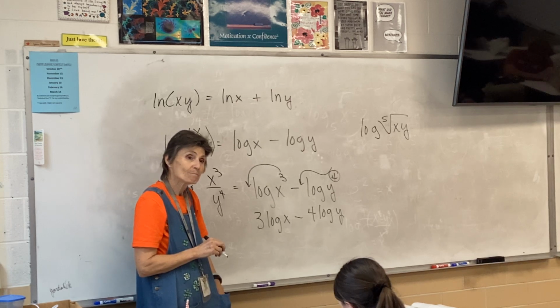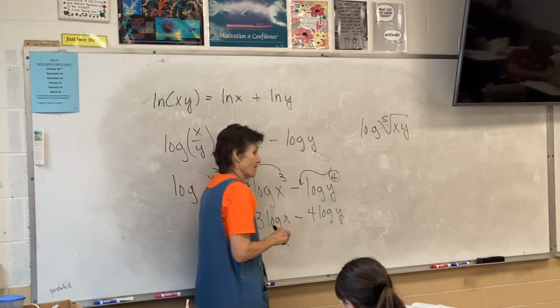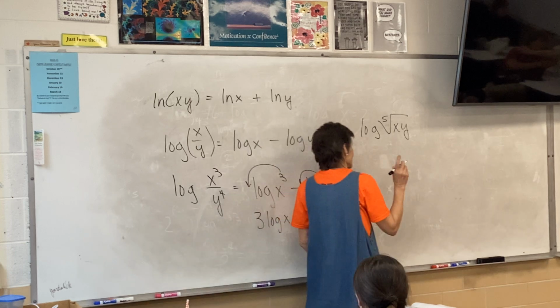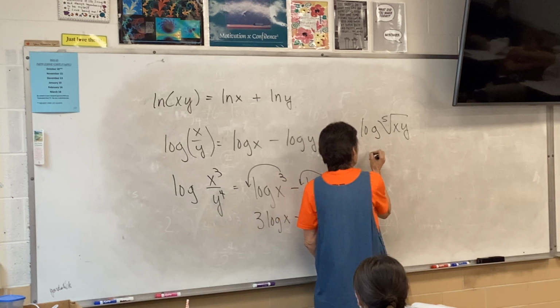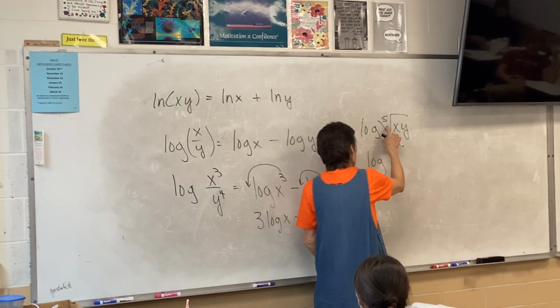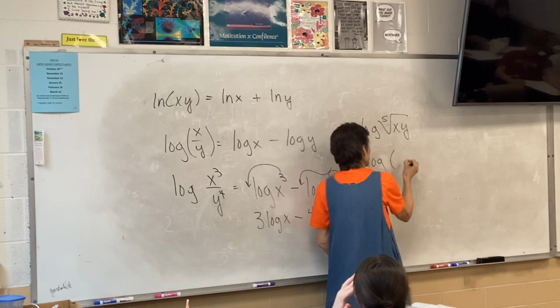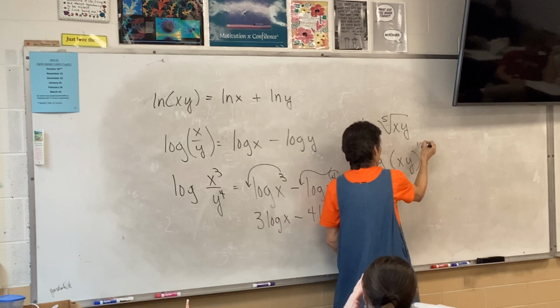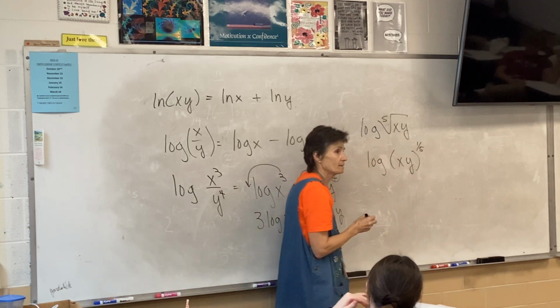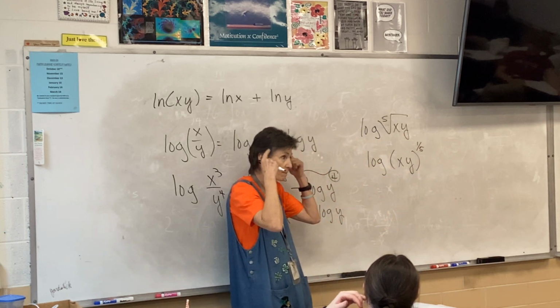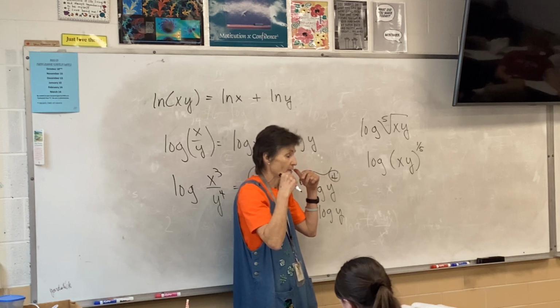Jacob? 1/5 log xy. Okay, let's take a step at a time. He said, you know what? A radical does not coexist well with logarithms, so I'm going to rewrite this as xy to the 1/5. Okay, so you got to think about your exponents backwards now.